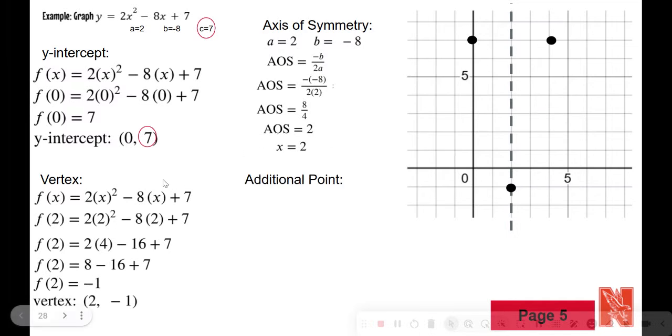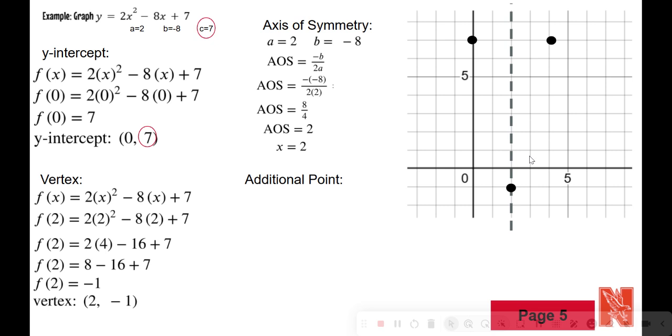So we need to find 1 additional point. You have some freedom to pick whatever point you want. However, keep in mind, the further you get from the axis of symmetry, the further the y value is going to be from your window. So we want to try to pick something tight and up close, but we already have something at 0. We already have something at 4. So we should pick at 1 or 3.